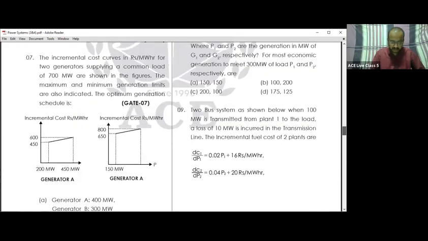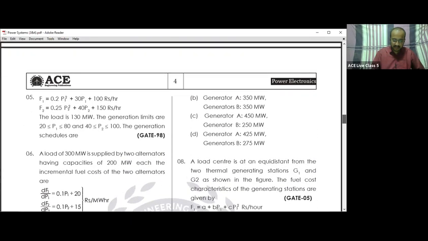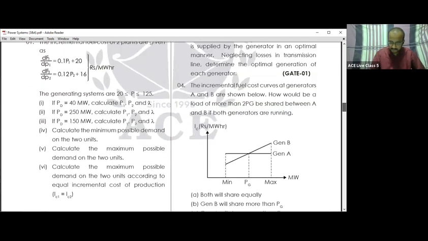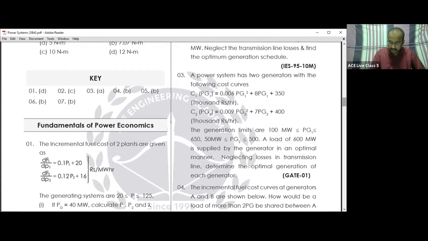Now, here you have completed this fifth problem. Okay. Now try to solve this problem number 3.